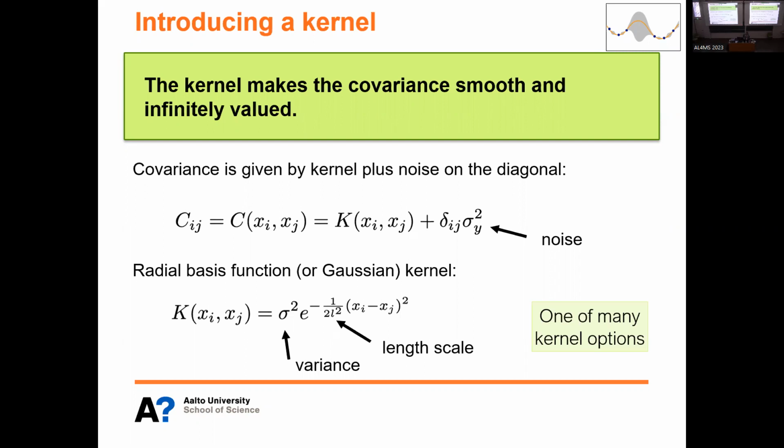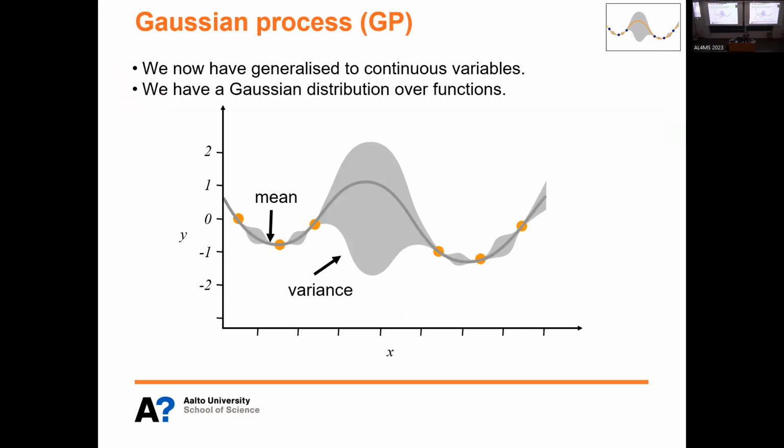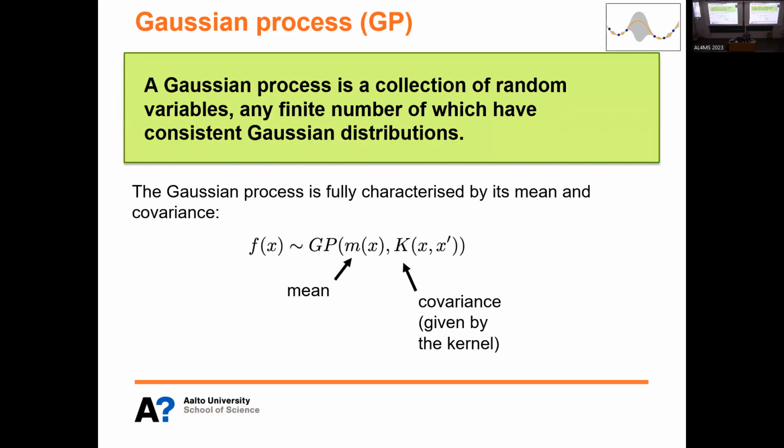Yes. So now that we have this kernel, and we have a method of bringing our knowledge of the x-axis to the model, we have generalized to continuous variables. So basically we can model any point on the x-axis with this model. And what we have defined at the same time is actually a Gaussian process. That's a collection of random variables, a finite number of them, that have consistent Gaussian distributions.